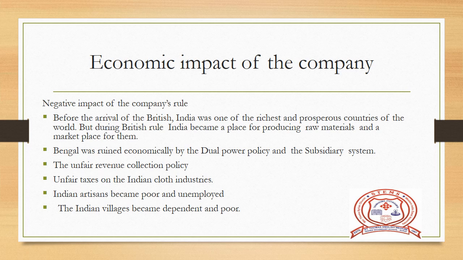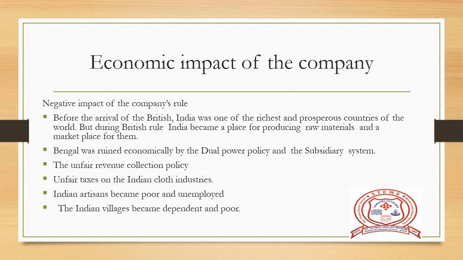Under the subsidiary alliance system and dual system, the British got the power. Through subsidiary alliance system, the British expanded their British Empire in India. Dvimukhi Shasan, otherwise known as dual power policy or double government. According to this, the British got the power without responsibility, and the Indian rulers had to bear all the responsibilities without any power. This is known as dual power policy.